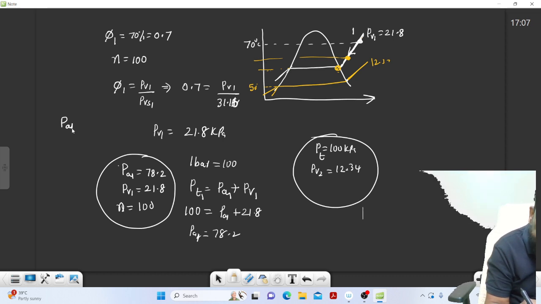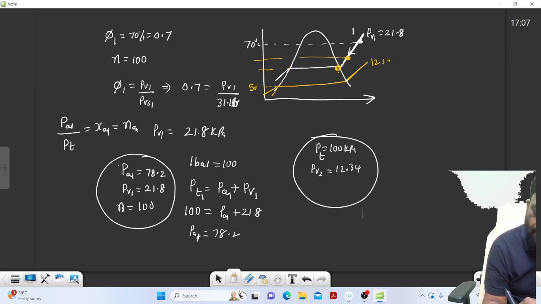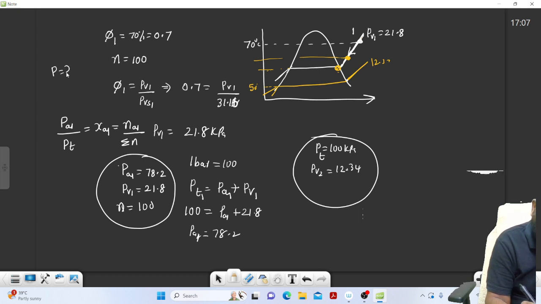Partial pressure of dry air by total pressure is equal to mole fraction of dry air under initial conditions. Mole fraction is number of moles of dry air by total number of moles. Let me repeat, partial pressure of dry air by total pressure will be the mole fraction. आपको क्लास में बताया था सर, whenever you want the partial pressure, it will be mole fraction into total pressure. तो अगर आपको x चाहिए, it will be partial pressure by total pressure.